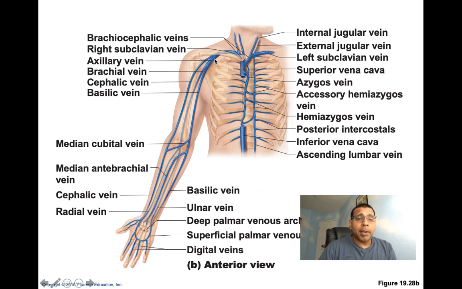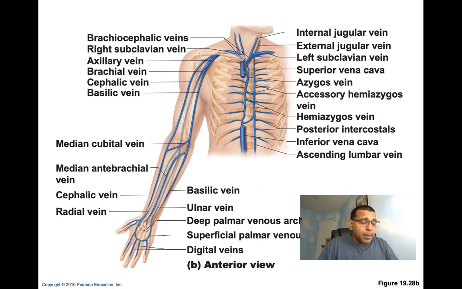Then the axillary veins will be responsible for draining the axilla. The axillary veins are formed by the brachial and basilic veins. The axillary vein is going to become the subclavian at the level of the first rib, as we described.